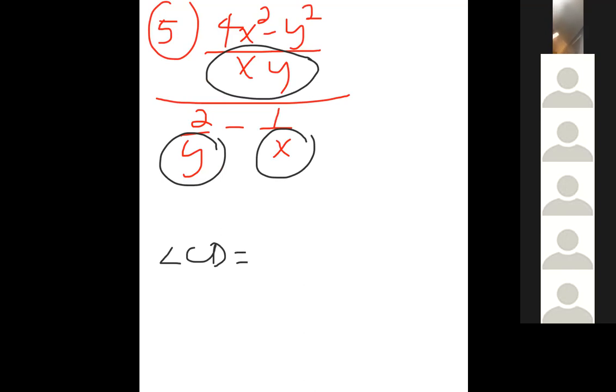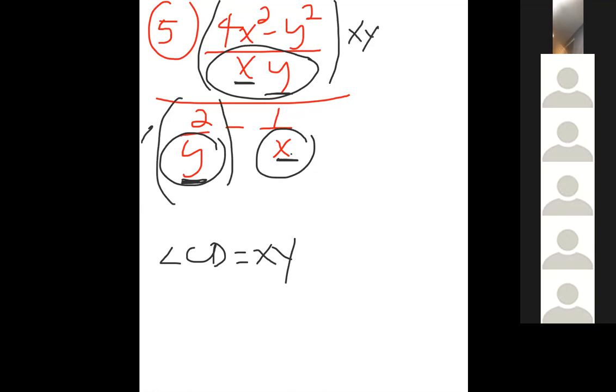So if we're finding the LCD for this one, remember, it is a product of all the denominators. When you have a repeated factor like x, use it once. When you have a repeated factor like y, you also use it once. So there's your LCD. Once you find your LCD, you're going to multiply everything, guys, by the LCD. So every single term gets multiplied by the LCD of xy.